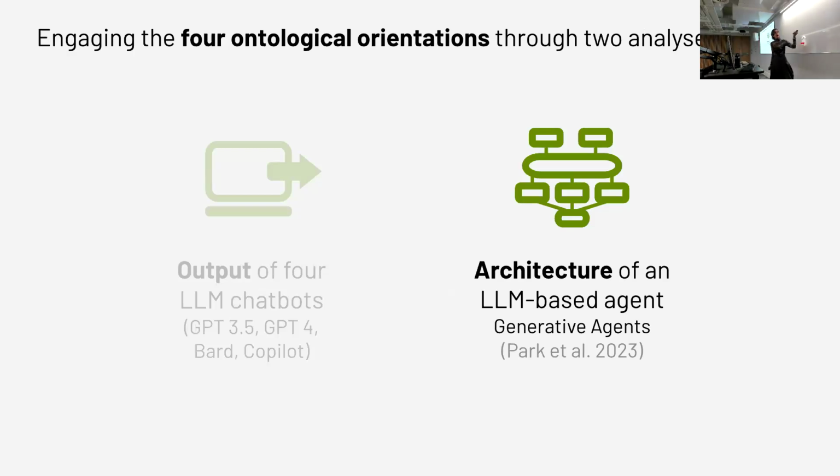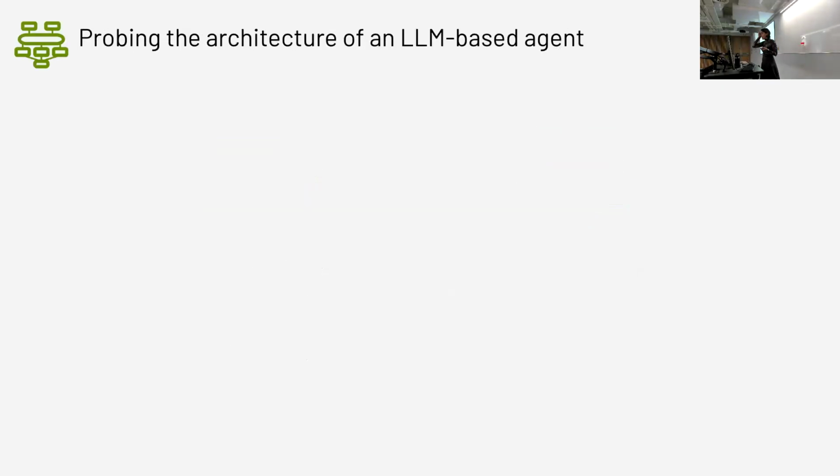And in the other analysis that we did, we look at the architecture of an LLM-based agent, as I mentioned, called generative agents. And unlike the LLM outputs, in this case, we actually do have a good understanding of the decisions that have been made in the design process. There's a paper that's very well documenting a lot of those decisions and the code base. So we can actually go in and examine some of these decisions.